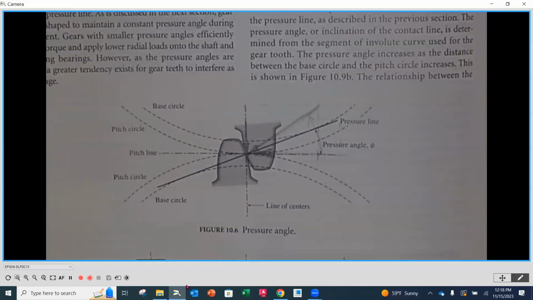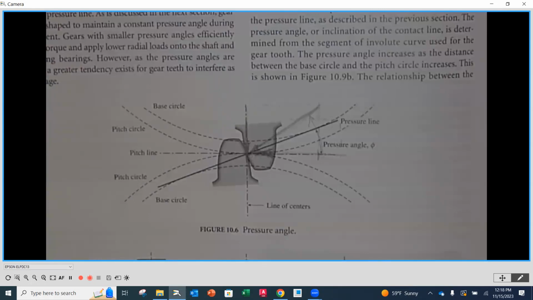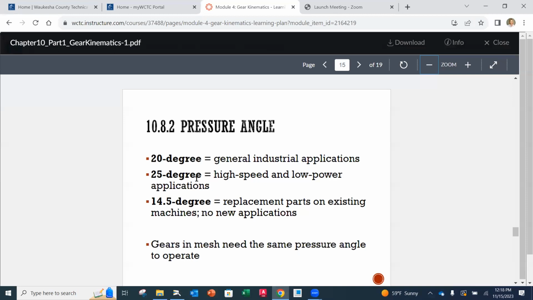25 degrees for low speed. Correct. Yes. Are they? 25. Oh, I must have mixed those up. So low speed, I think that's what I meant to say. Low speed, thank you, Mitchell. This should say low speed and high power. So it's the bigger, chunkier types of applications where you're going to see the 25-degree pressure angle. Okay. Yep. Thank you.